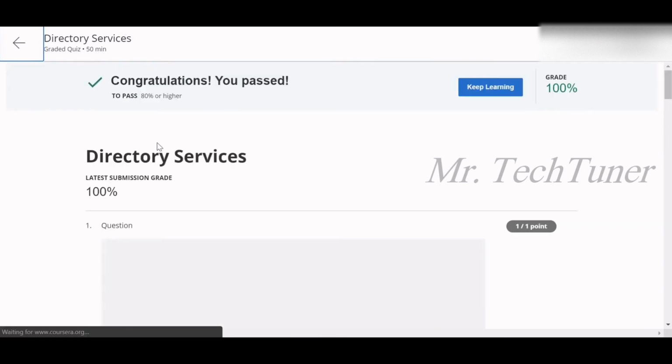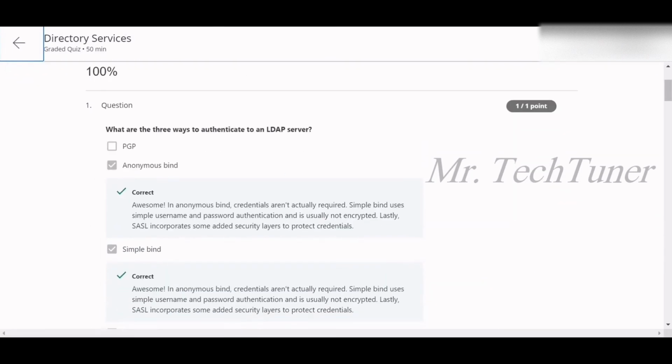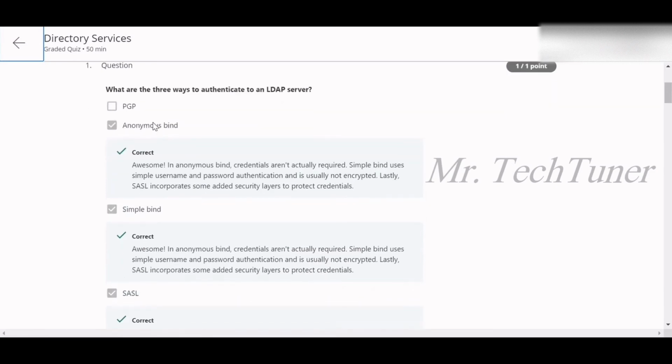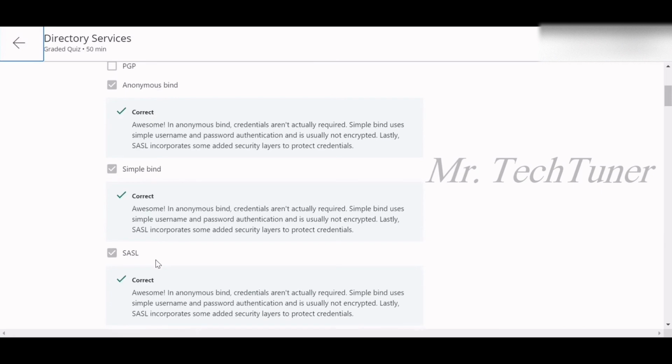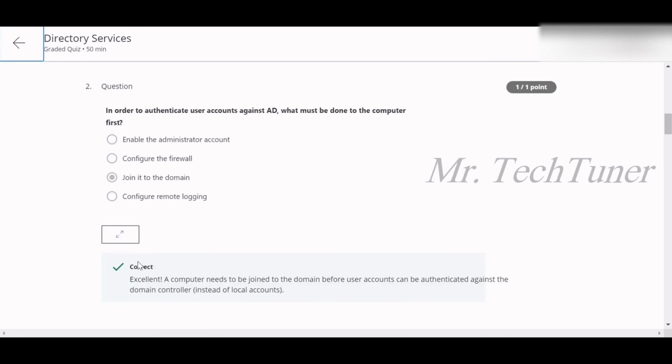So we're going to see the first question of directory services. There are three ways to authenticate to an LDAP server. The types are anonymous bind, simple bind, and SASL bind. And you know this from your first quiz if you can remember. And the second question, in order to authenticate user accounts against AD, what must be done to the computer? You need to join it to the domain, okay?